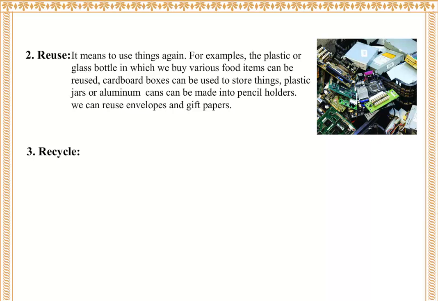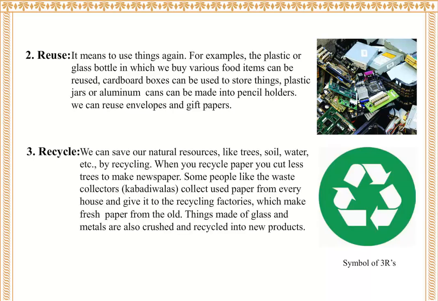3. Recycle. We can save our natural resources like trees, soil, water, etc. by recycling. When you recycle paper, you cut fewer trees to make newspapers. Some people like the waste collectors or kabadiwalas collect used paper from every house and give it to the recycling factories, which make fresh paper from the old. Things made of glass and metals are also crushed and recycled into new products.